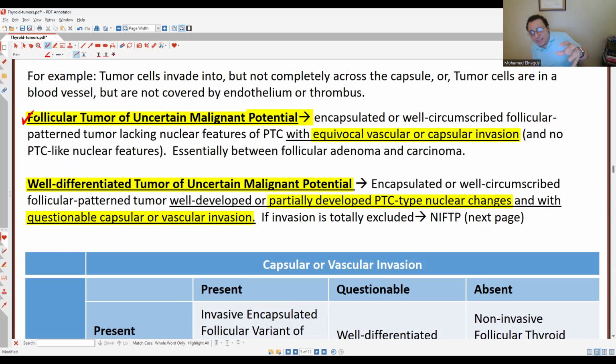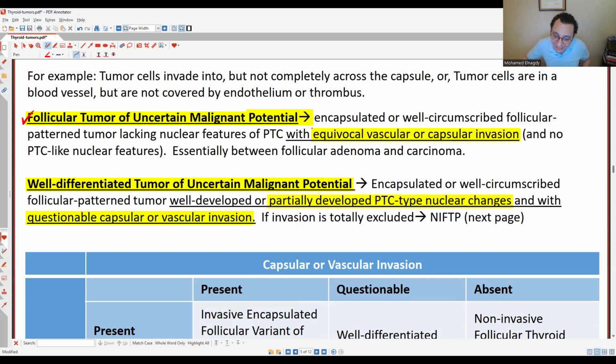So let's have an ABC for these entities for the sake of our practice and for the sake of our rotations. If you're rotating in head and neck, and you want to gain some exposure or some experience. So when do you call follicular tumor of uncertain malignant potential? Simply follicular adenoma plus equivocal vascular or capsular invasion.